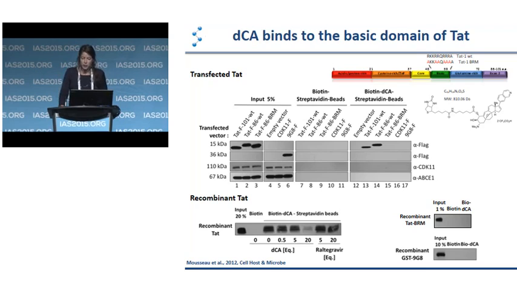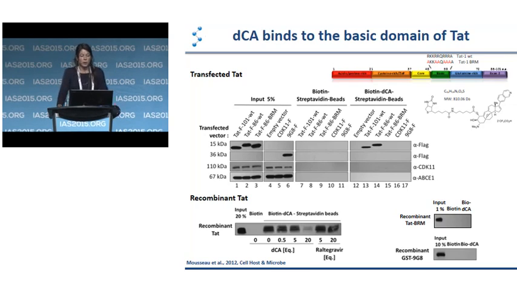We did the same experiments here on the bottom right with the full TAT, and in red you have a shift that is caused by the TAT-TAR interaction. If you incubate with DCA, you inhibit this interaction, but that is not seen with raltegravir. So DCA has the ability to bind to the basic domain of TAT and interrupt the TAT-TAR interaction.